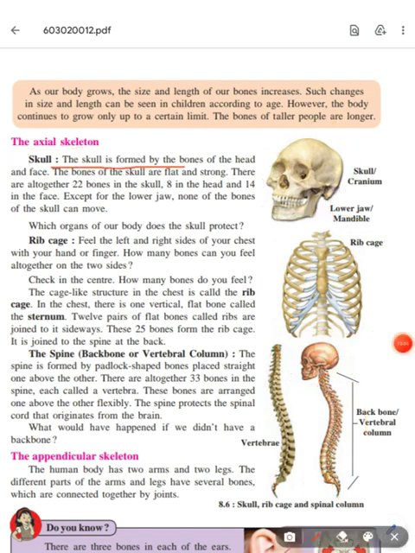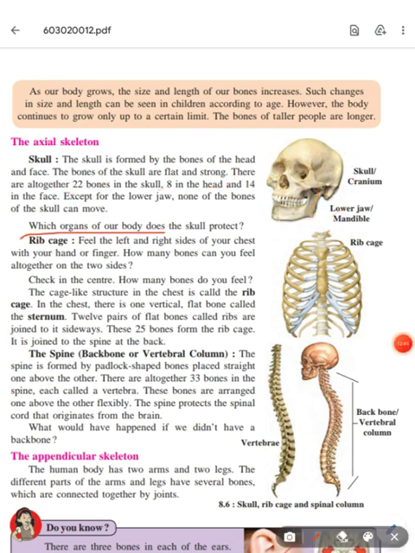The skull is formed by the bones of the head and face. The bones of the skull are flat and strong. There are together 22 bones in the skull, 8 in the head and 14 in the face. Except the lower jaw, none of the bones of the skull can move.